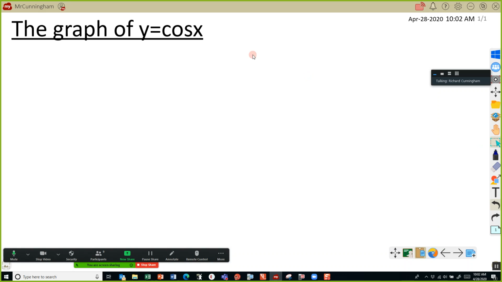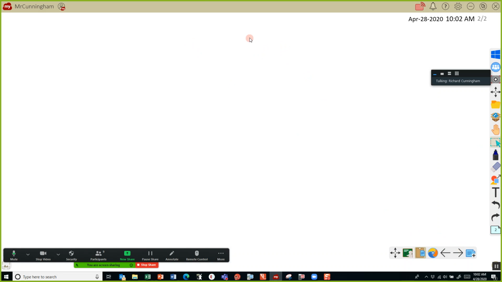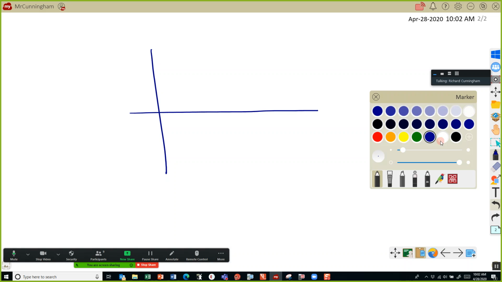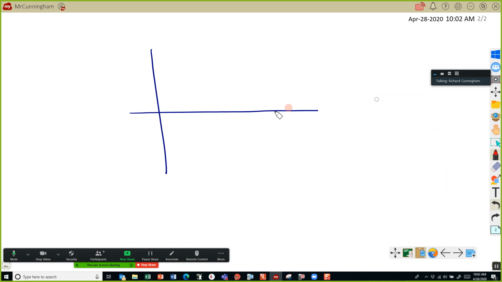So we're going to look at the graph of y equals cos x. Just as a recap, the graph of y equals sine x, we have to do a sketch, and you will have to do a sketch at some point, probably in your exam.